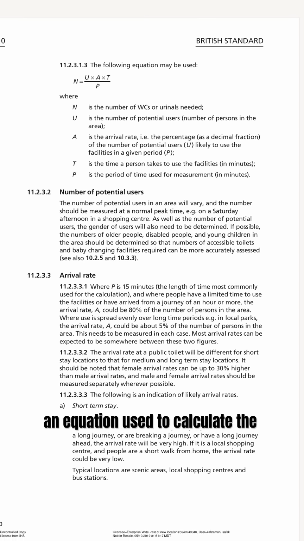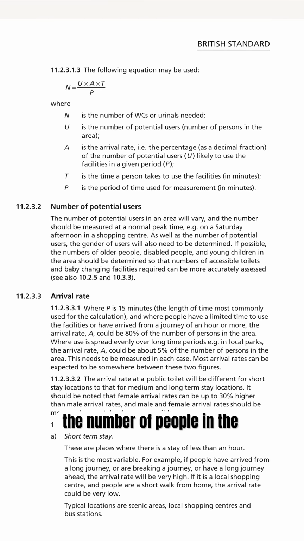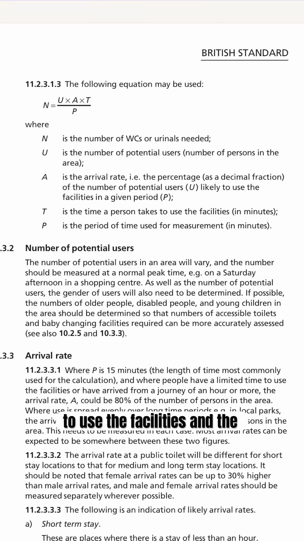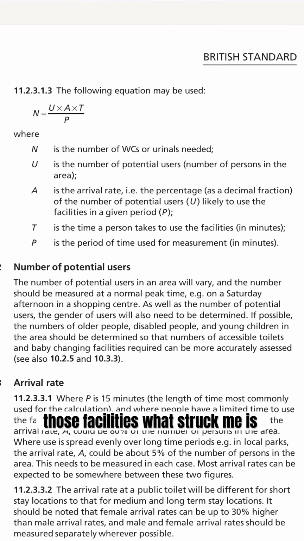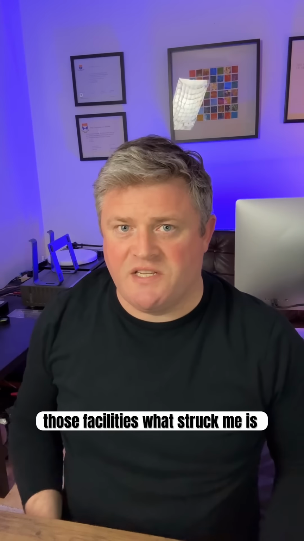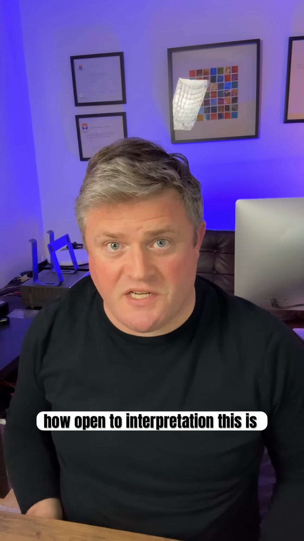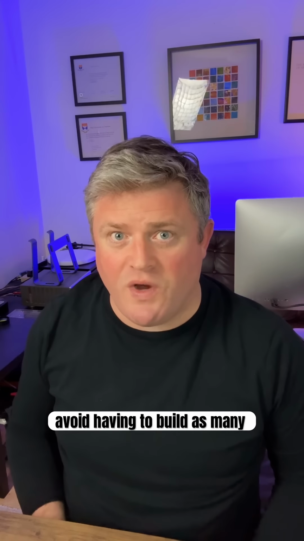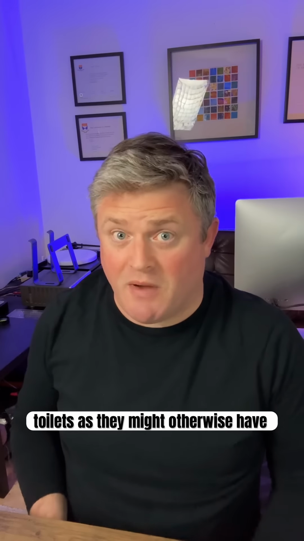But they go on to discuss an equation used to calculate the number of WCs needed based on the number of people in the area, the percentage of those likely to use the facilities, and the amount of time taken to use those facilities. What struck me is how open to interpretation this is. An unscrupulous building owner or property developer could tip the scales to avoid having to build as many toilets as they might otherwise have to.